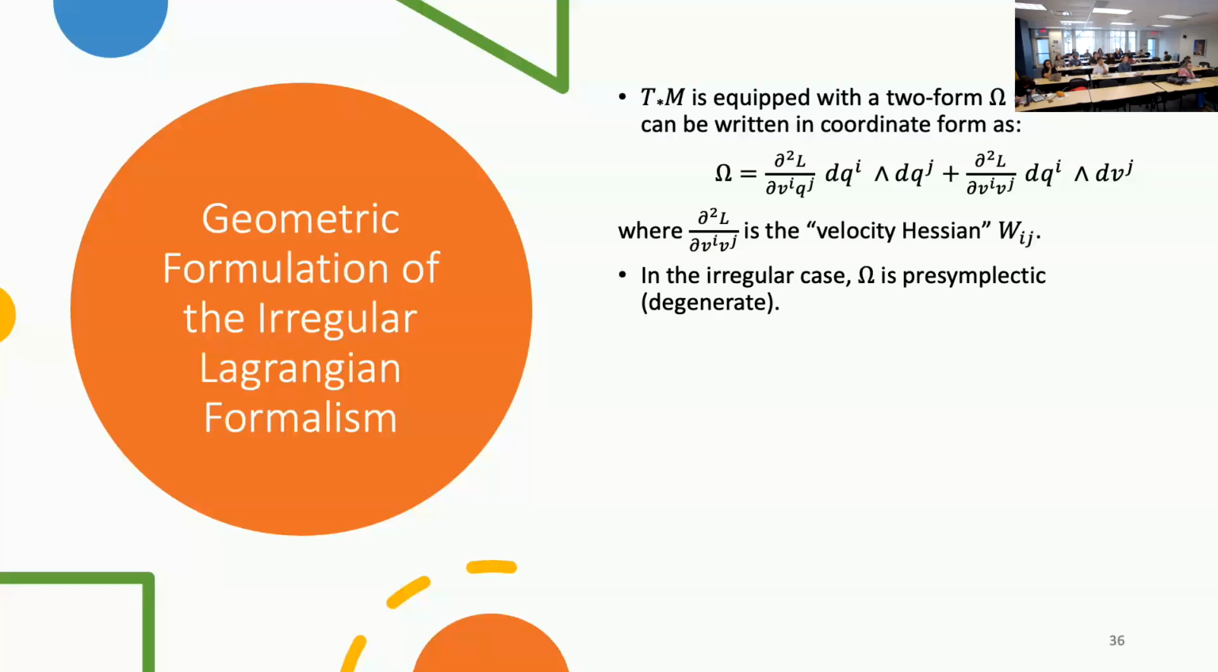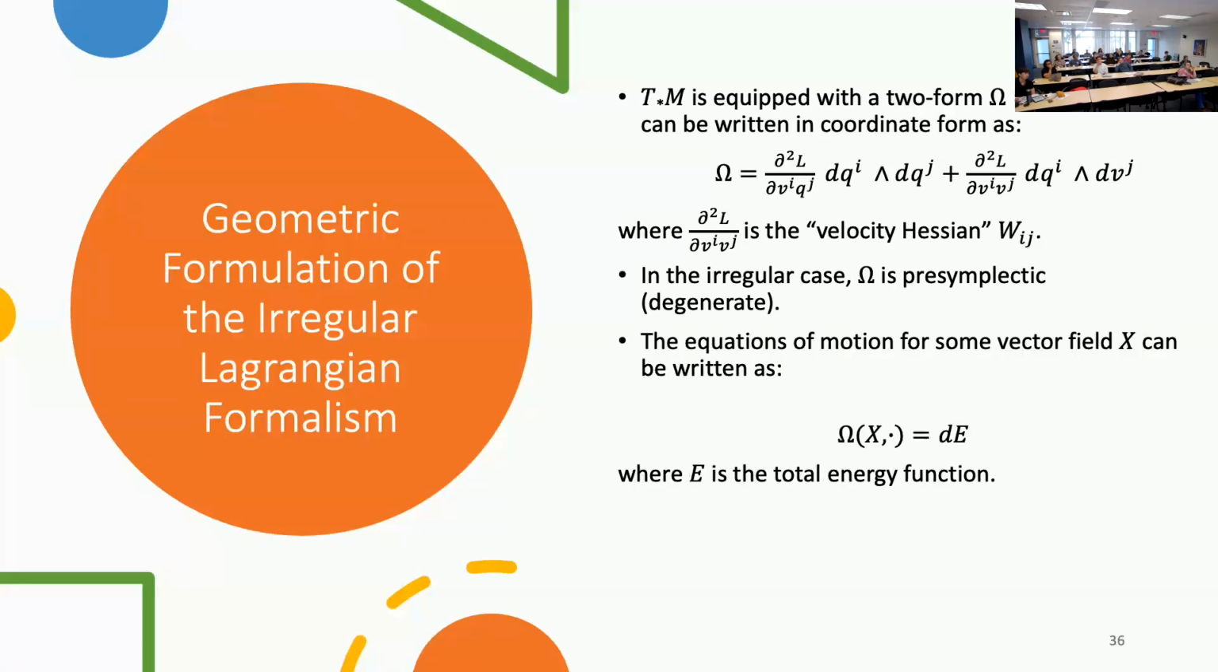And so it's precisely in this irregular case that we find that this two-form written on the Lagrangian side is in fact pre-symplectic. So we're in a state where we don't have a symplectic manifold, but we do have, in a sense, a pre-symplectic manifold. That is, we have a manifold that is degenerate, and so it's going to have null vectors associated with it.